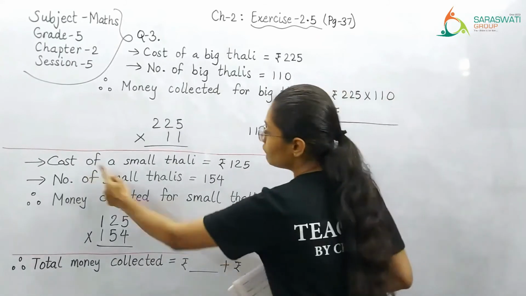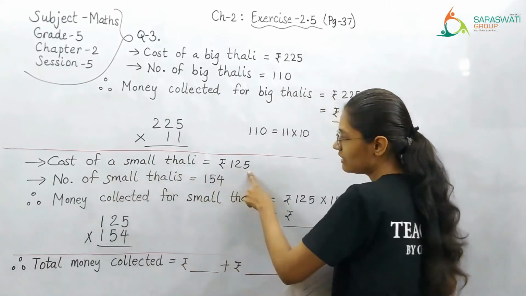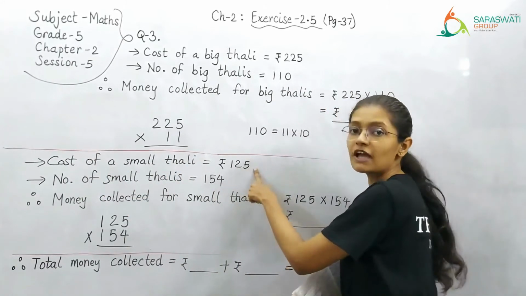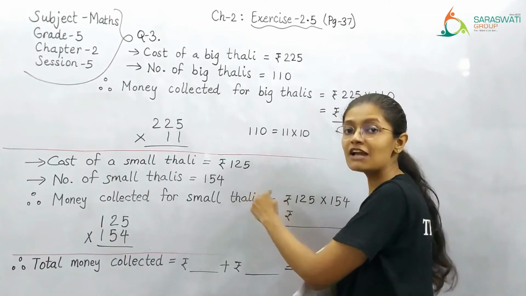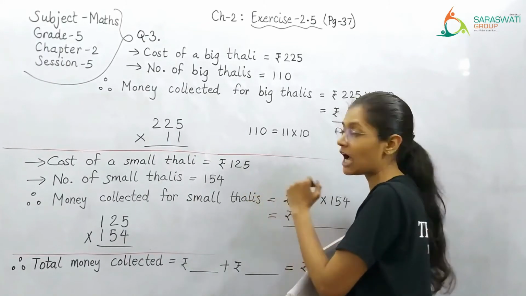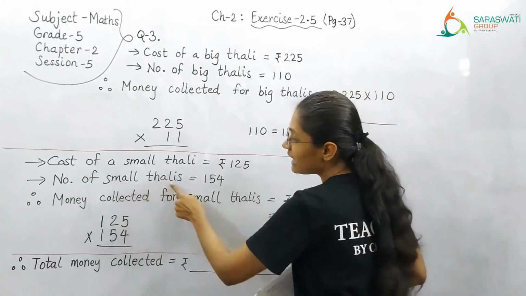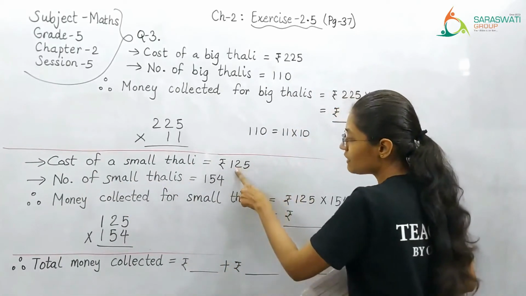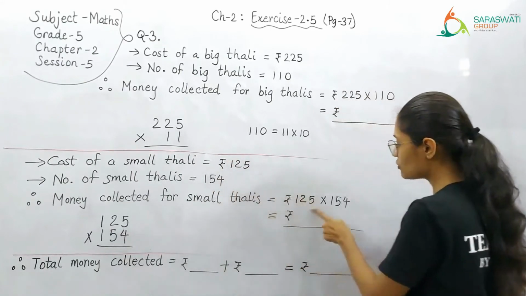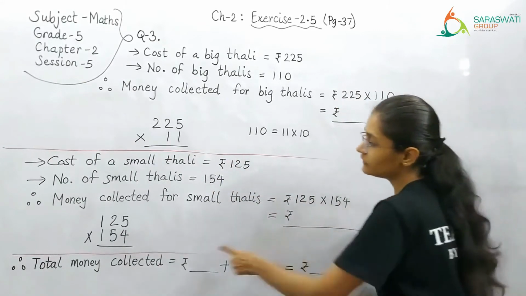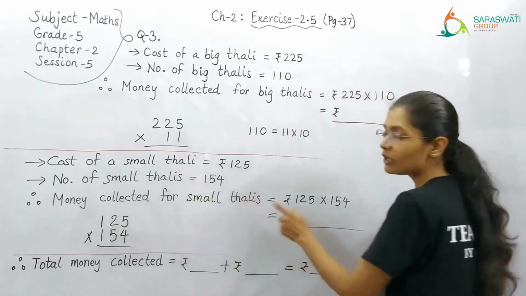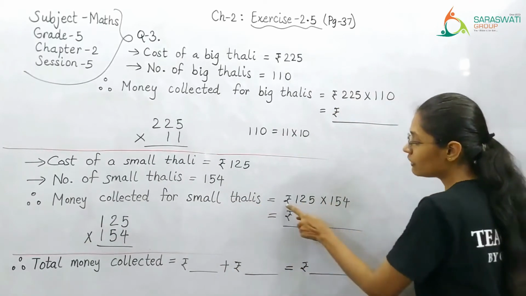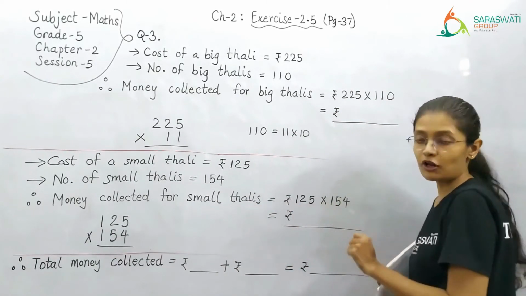Then the cost of a small thali, that is this one. 125 add 125 add 125 repeatedly. How many times? How many small thalis are there? 154. So 125 multiplied by 154. This is the money collected for small thalis, right? Do not forget this rupee symbol, right?